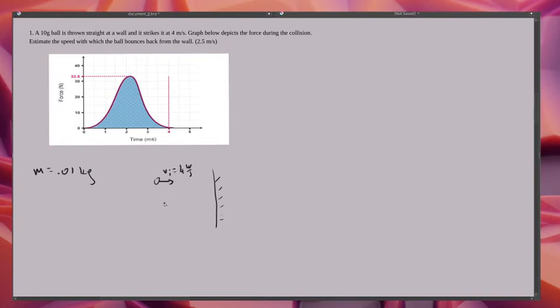The graph below depicts the force during the collision. Note that the force during the collision is positive. So I'm going to put here that the force during the collision is positive. That implies that what I just drew here is actually wrong.